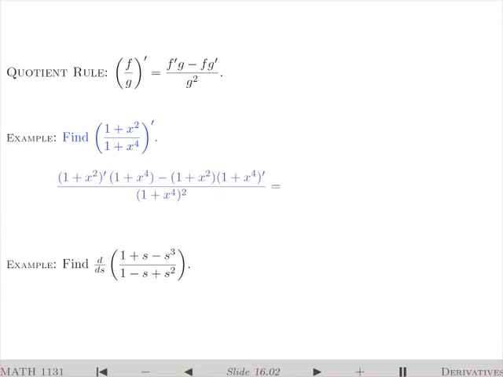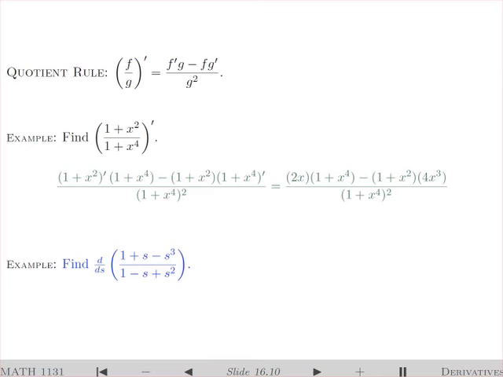Now I just do the differentiations. The derivative of 1 plus x squared is 2x. I get 2x times the denominator of the original function, 1 plus x to the power 4, minus the original numerator 1 plus x squared times 4x cubed, the derivative of the denominator 1 plus x to the power 4, over the square of the original denominator, that's (1 plus x to the power 4) quantity squared. As I said, once you get used to this rule, you'll be able to write down the derivative, at least in the unsimplified form, as you go along.